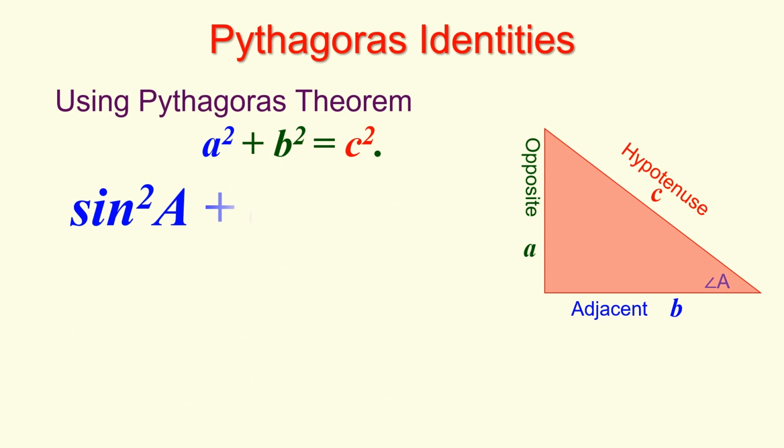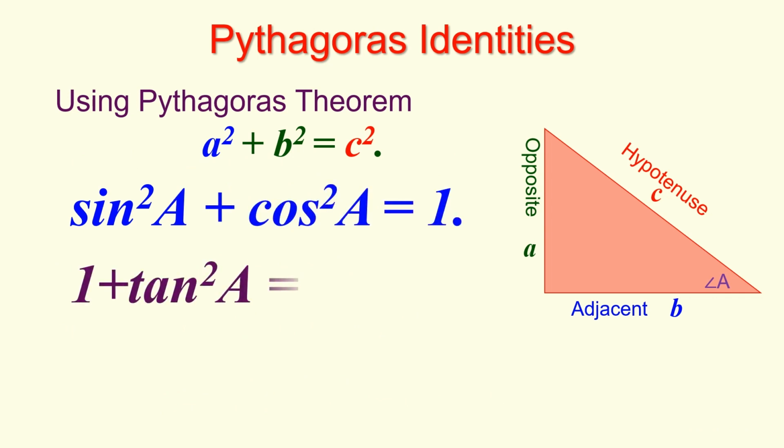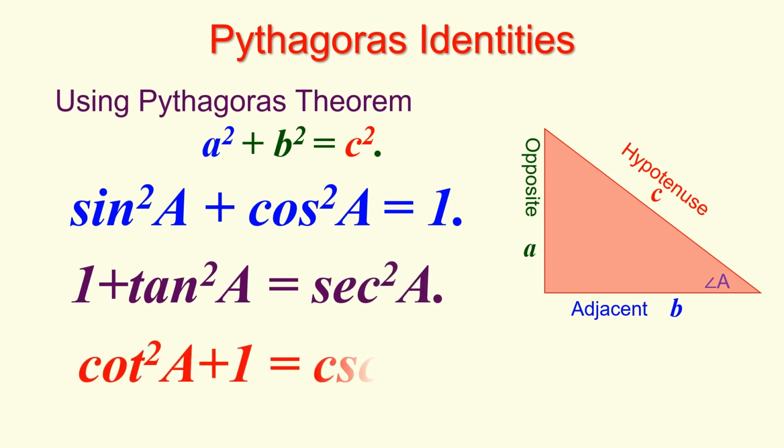Pythagoras' identities are: sin square A plus cos square A equals 1. 1 plus tan square A equals sec square A. Cot square A plus 1 equals cosec square A.